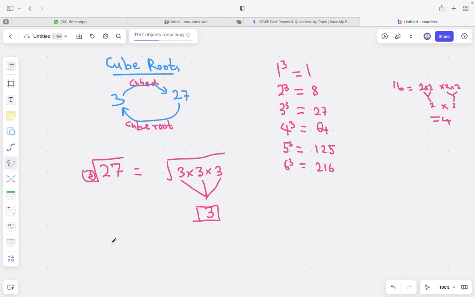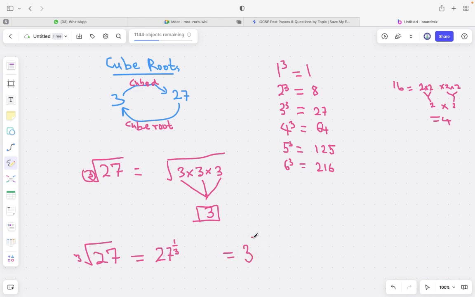Remember, the cube root of 27 can also be written like this in indices. Instead of writing the root, you can say it's 27 raised to the power of 1 all over 3. You know, for square root, we say raised to the power of 1 all over 2. You can also do it like this: 27 raised to the power of 1 over 3, which could be 3 to the power of 3. You know 27 is 3 to the power of 3, meaning 3 times 3 times 3.